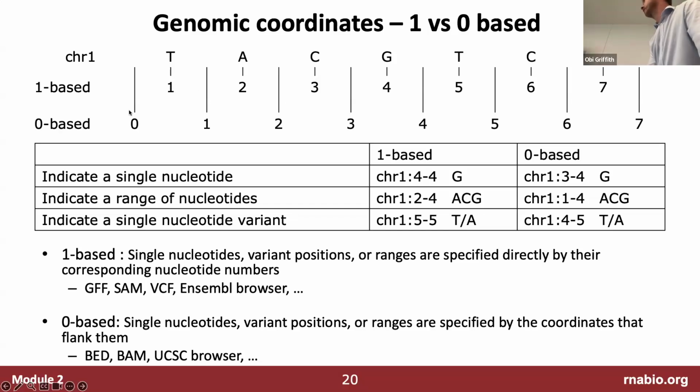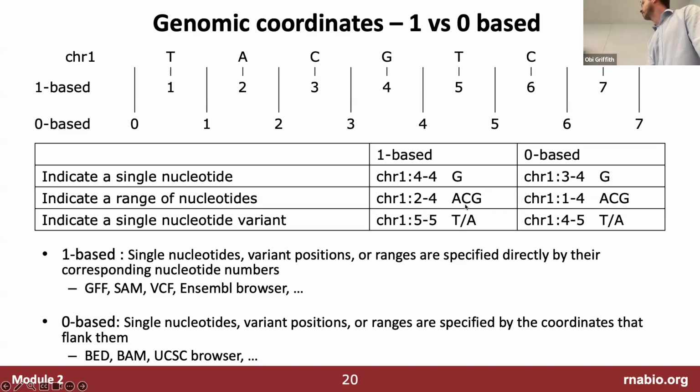In the 0-based system, we kind of number the positions between the bases. And as we talked about before, there are some computational and mathematical benefits to doing that. But the result of having these 2 different systems is that you have different representations. So if I'm trying to indicate a single nucleotide, say this G here, I could say it's chromosome 1 starting at position 4 and ending at position 4, or it's chromosome 1 starting at position 3, ending at position 4, depending on which coordinate system I'm using.